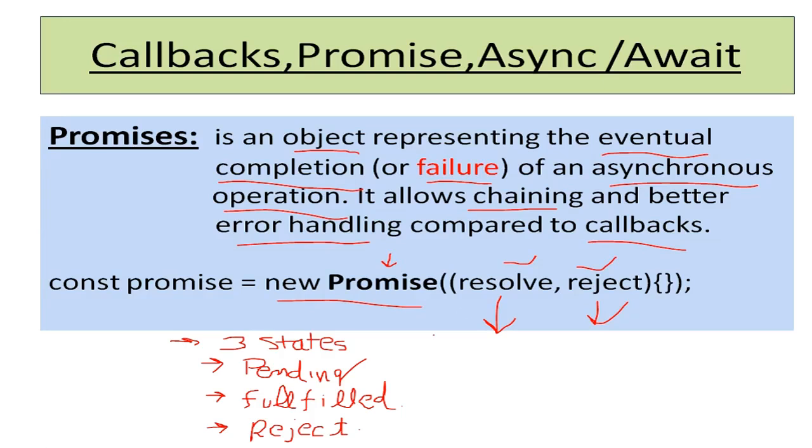Okay, now one more important thing: promises are immutable. Immutable means suppose a promise is in fulfilled state, okay, then you cannot change the state from fulfilled to pending state. Okay, you cannot change this. Okay, if suppose it is in rejected state, then you cannot change your promise state to fulfilled state. Okay, so once your promise is resolved, right, then it will be handled for further execution.